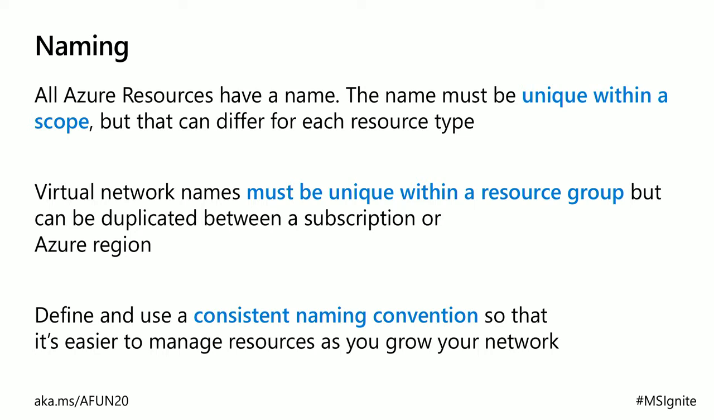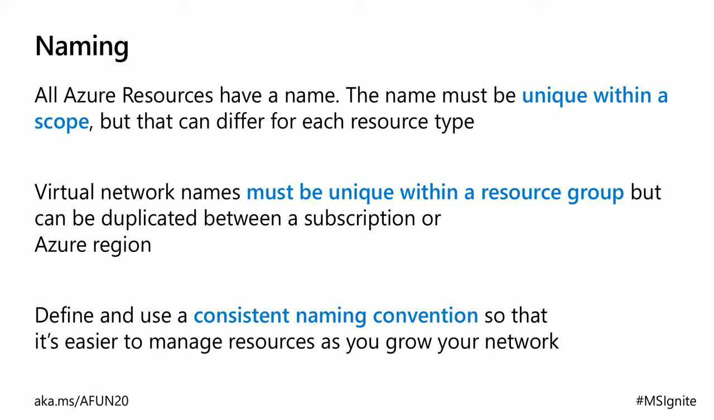Now, every Azure resource has a name, but that name has to be unique within its scope, and that can differ for each resource type. So I could use the same name for different types of things, but within each specific type, I could only have one network called a certain thing and one network security group called a certain thing, but they could both have the same name. For virtual networks, the name has to be unique within its resource group, but you can duplicate that name across subscriptions or within other Azure regions.